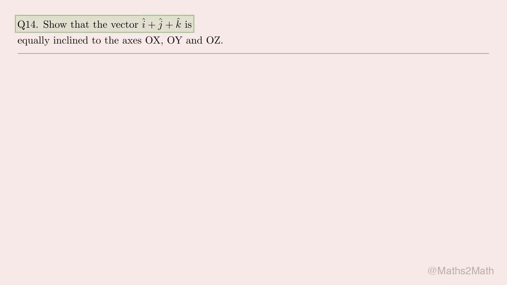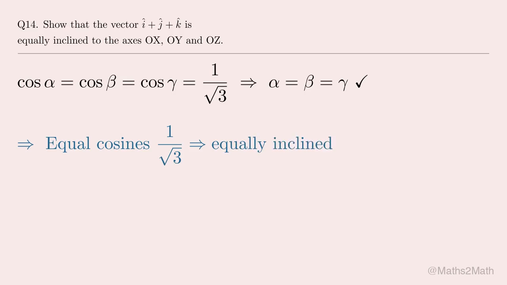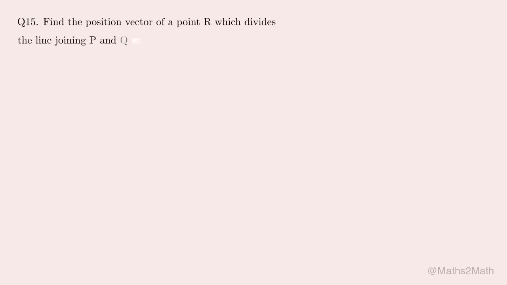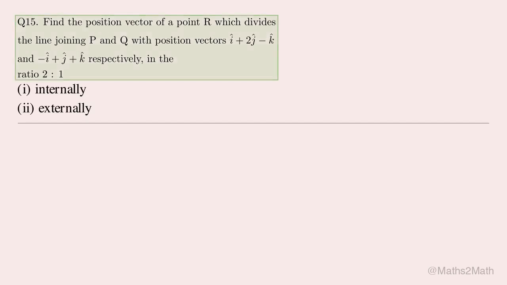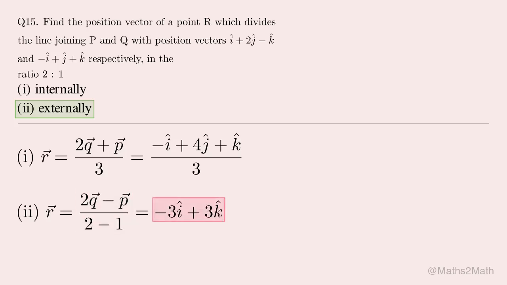Question 14. Equal components force equal angles. Component-wise, arithmetic settles it. Each direction cosine is 1 over root 3, so each axis angle is the same inverse cosine. Question 15. The section formula for vectors both ways. Internal uses the weighted sum, external the weighted difference. Internal, (2q plus 1p) over 3. External, (2q minus p) over 1.